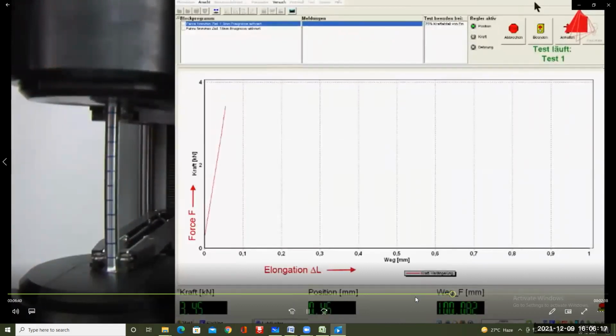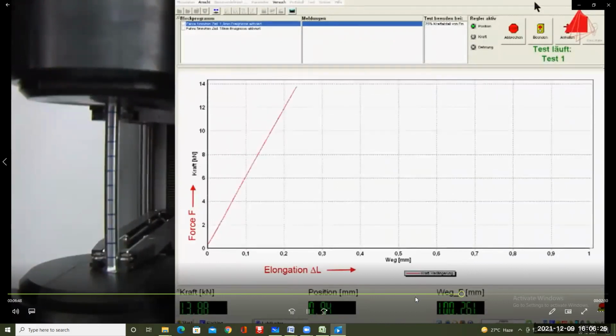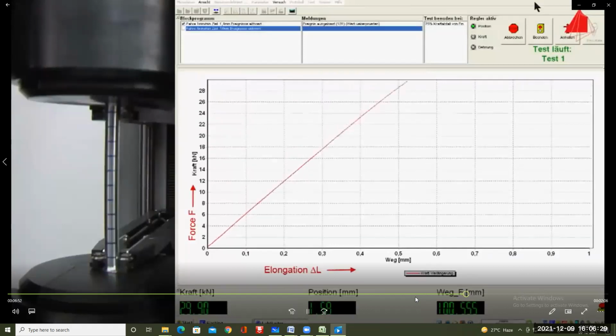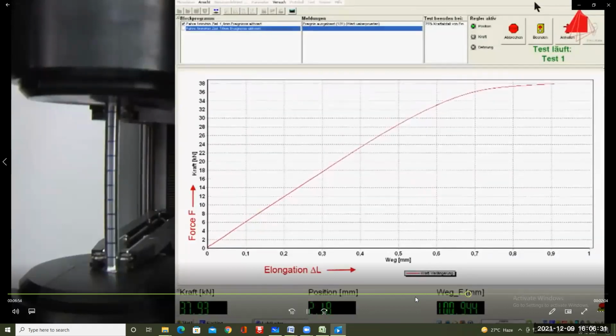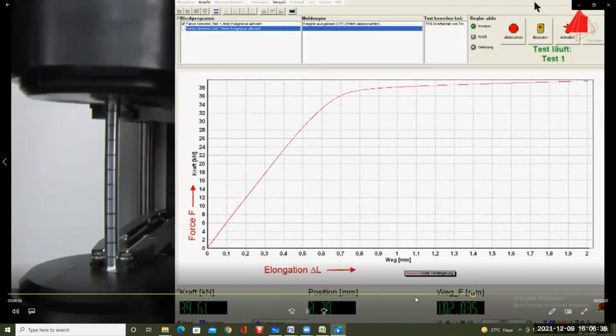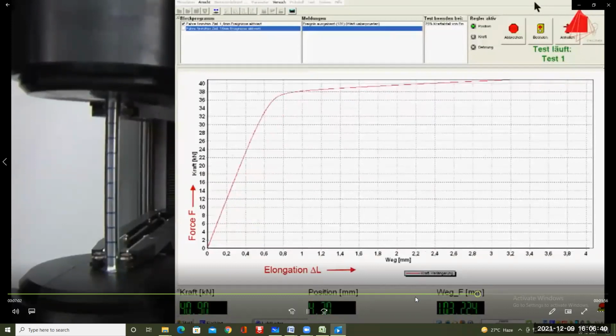The initial linear curve in the force elongation diagram again shows the elastic behaviour of the material. But this time, the end of the elastic area is not revealed by a sudden drop of force or any distinct change. There is a smooth and gradual transition from linear elastic behaviour to plastic deformation.